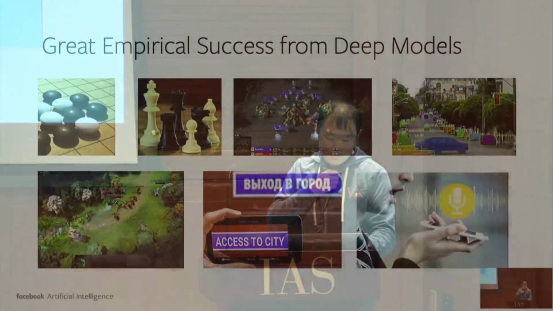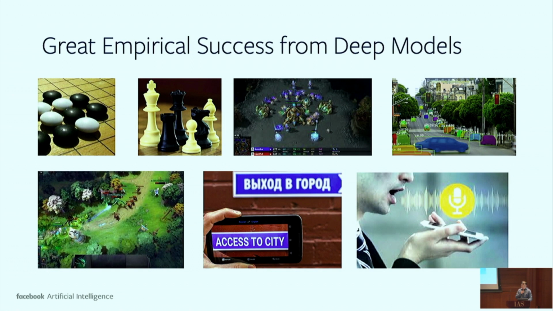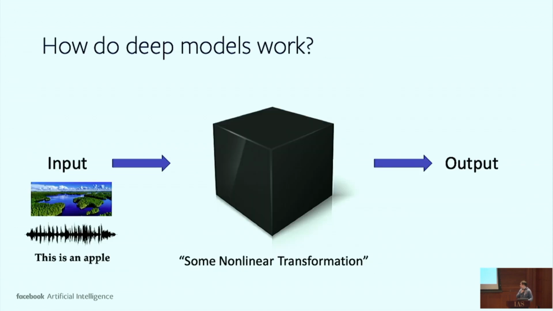So I think people already realize that there's great empirical success for deep models. This includes success in different games and also success in vision, language, and speech. But there's a big mystery in deep models. If you ask people who are working on deep learning, they will say, oh, I just fit a very big nonlinear transformation from input to output, right? But how this transformation actually works is a big black box.